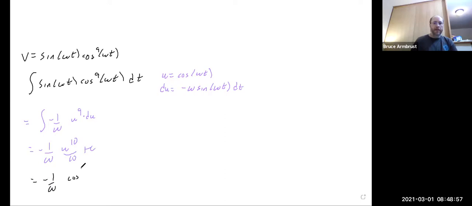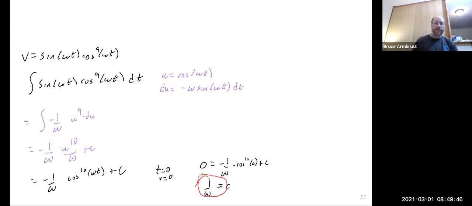So we'll go ahead and put that back in. And we're there. All right, so then the last thing they told us is that at t equals 0, our position equals 0. So we need to put that in to find our c. So we're going to get 0 is equal to minus 1 over omega times cosine to the 10th of 0. Well, cosine of 0 is 1. So that actually tells us that c is equal to 1 over omega. So don't forget, we can actually find that c when we're given some more information.